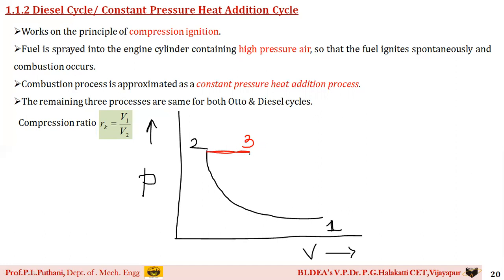Then, students, isentropic expansion, it will look somewhat like this, 3 to 4. And finally, students, heat rejection at constant volume. See, if you observe carefully, only the process 2 to 3 is different when compared to the Otto cycle. Except that, the remaining processes 1 to 2, 3 to 4 and 4 to 1 are the same even for the diesel cycle like the Otto cycle. So this is the nature of the graph for the diesel cycle, students.